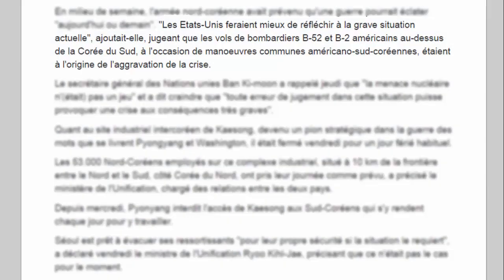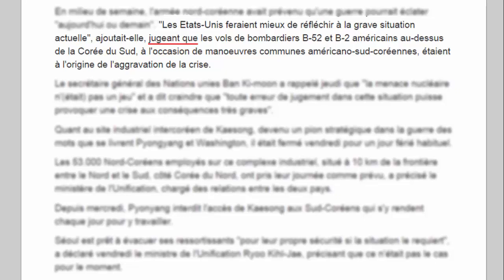Our next extract is the following. Les États-Unis feraient mieux de réfléchir à la grave situation actuelle, ajoutait-elle, jugeant que les vols de bombardiers B-52 et B-2 américains au-dessus de la Corée du Sud, à l'occasion de manœuvres communes américano-sud-coréennes, étaient à l'origine de l'aggravation de la crise. Again, another really long sentence. The French do really like these long sentences. So what do we have?